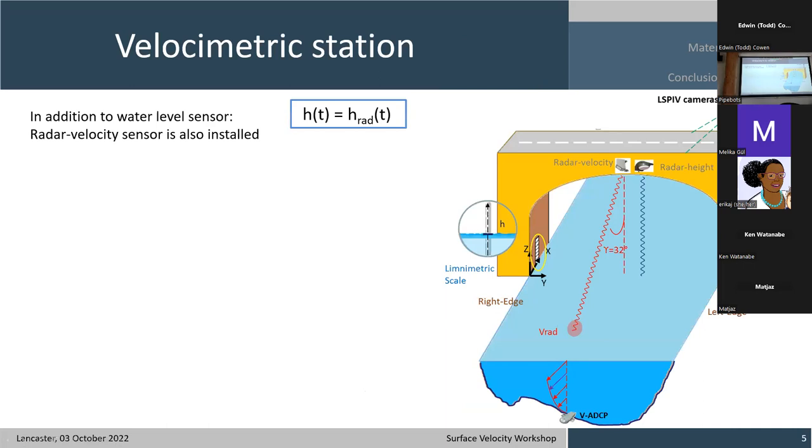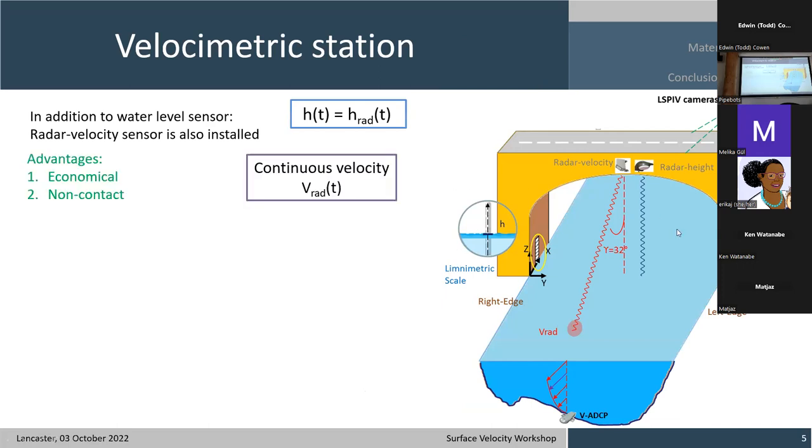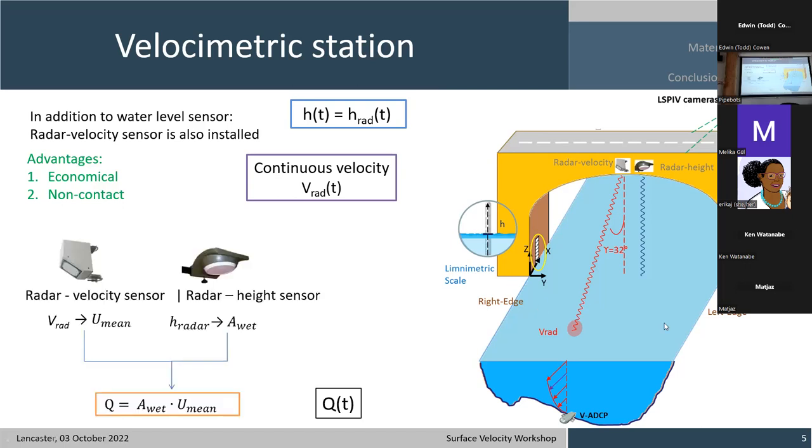And the velocimetric station approach is an attempt to improve this situation. In addition to the water level sensor, we will add a radar sensor to perform a continuous time series of surface velocity at one point. It has the advantage of being both economical and still non-contact. Then the method to get to the discharge time series is to transform the local velocity to a mean channel velocity on one hand, and on the other hand, to transform the radar water height to a wetted area. By multiplying the two terms, we will get the discharge at any time step.